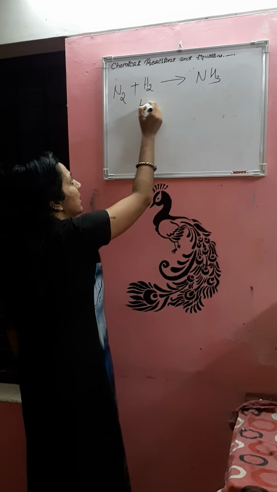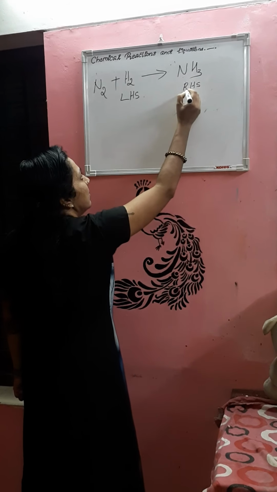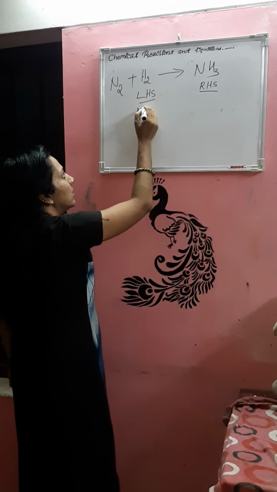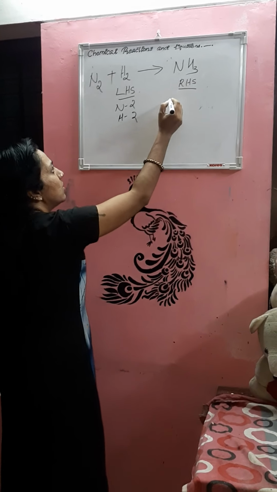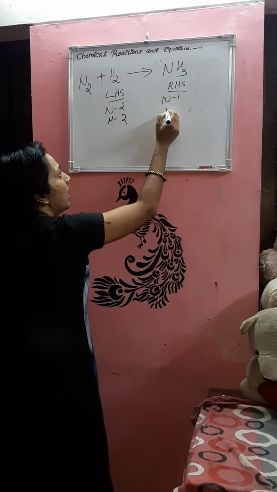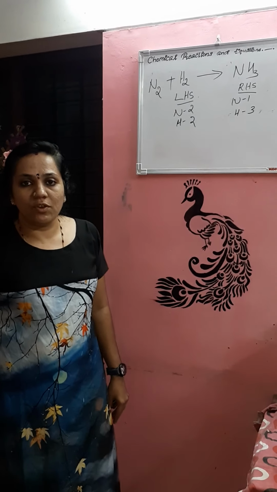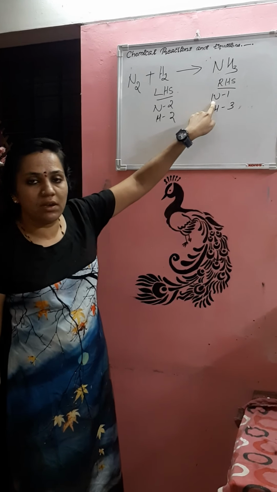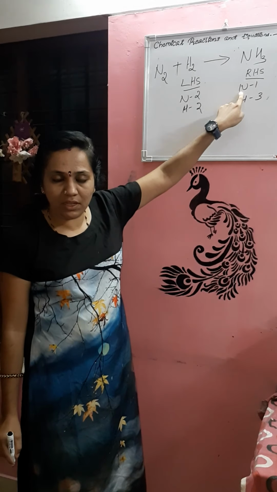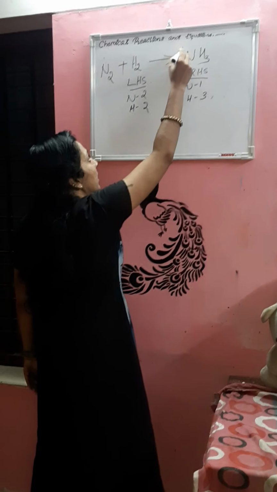What should we do? As before, write LHS and RHS. Then check the number of nitrogen. Here it is 2. Hydrogen it is 2. On this side, nitrogen 1. Hydrogen 3. Then what you have to do? You should balance the equation. Nitrogen here 2, here 1. What should we do? Multiply where it is less. Multiply by 2. So here I am adding 2.